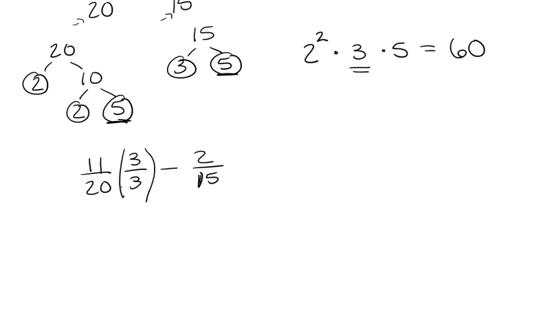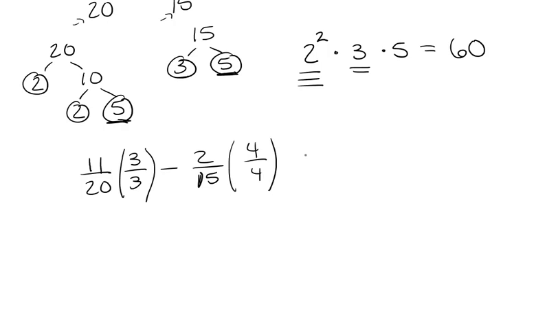Next, we're going to look at 15 and see what we're missing. So we have a 3 and a 5. So the only numbers we're missing in the 15 is these 2's, as we have the 3 and the 5 otherwise. So we would multiply this number by 4 on both the top and the bottom. And 15 times 4 is equal to 60. So we know we did that right.